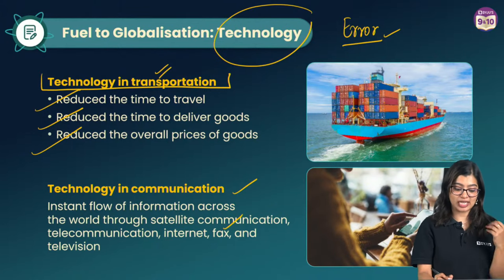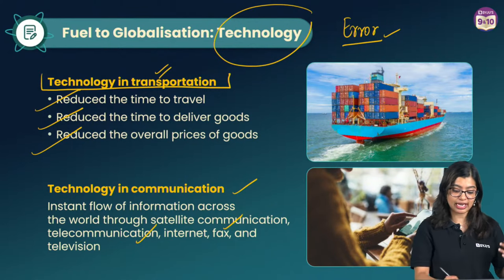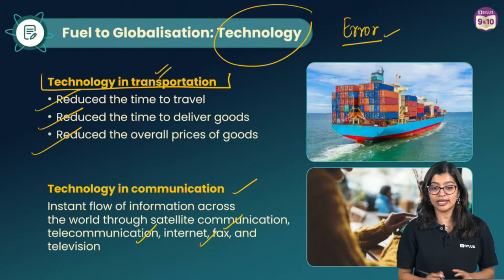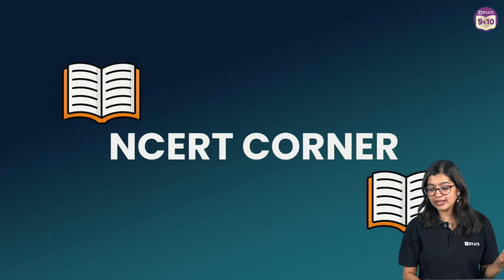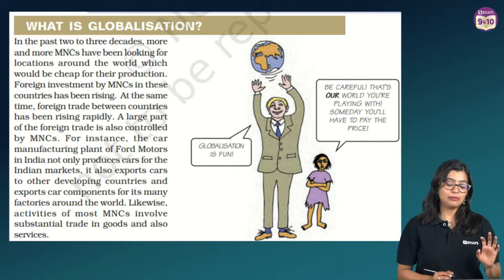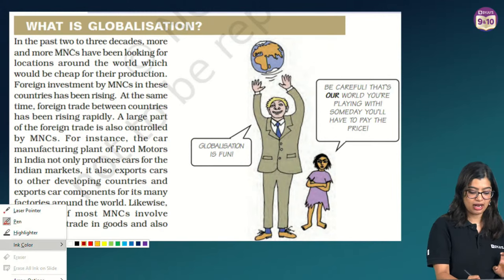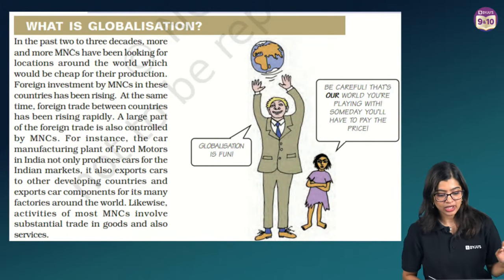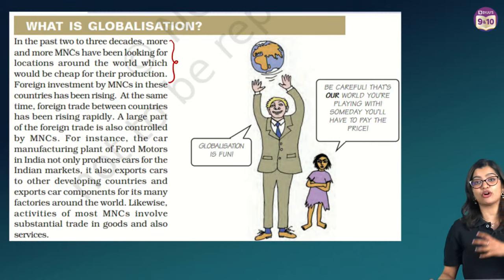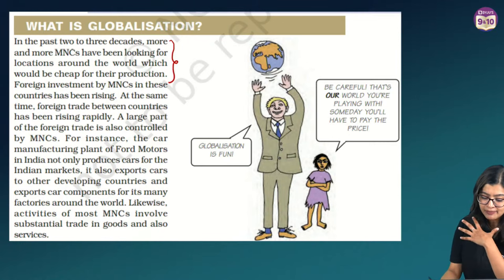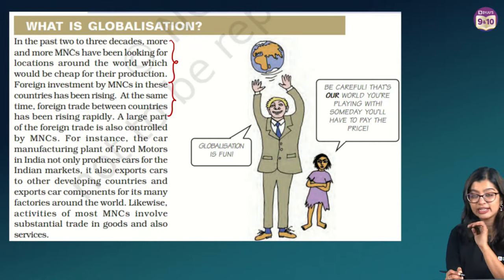So we see that through satellite communication, telecommunication, internet, and so on, we are able to communicate easily. So quickly to revise, this is very, very important, everybody. So please start underlining it a little more seriously. So we see that over a period of time, we now have understood how MNCs are looking for cheap labor for their production, right? Now, foreign investments have also been increasing.